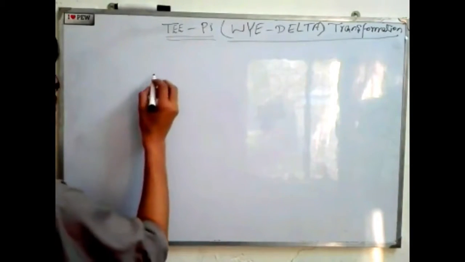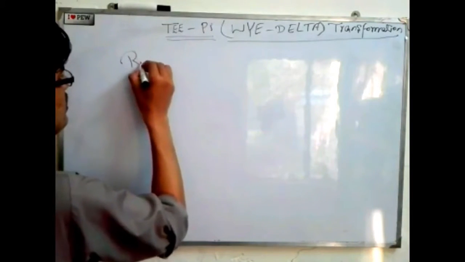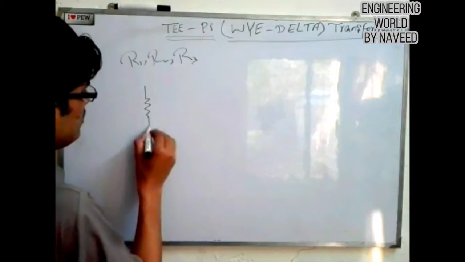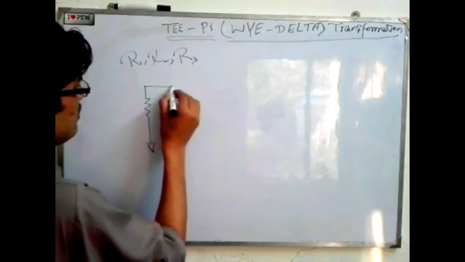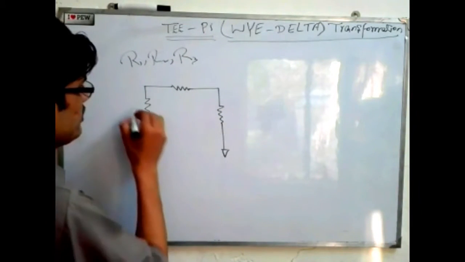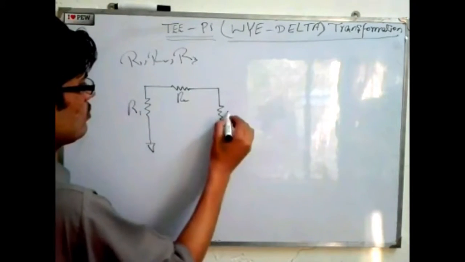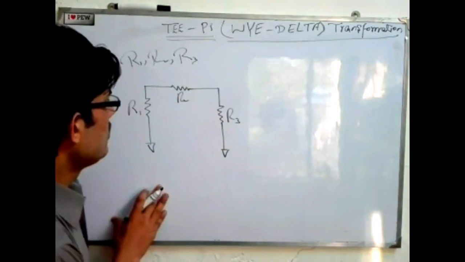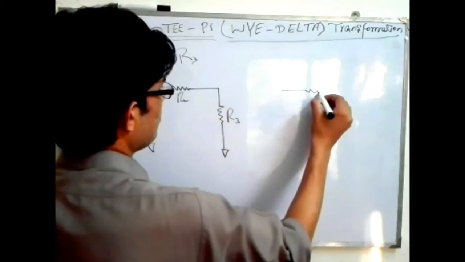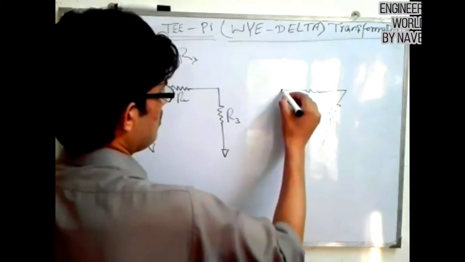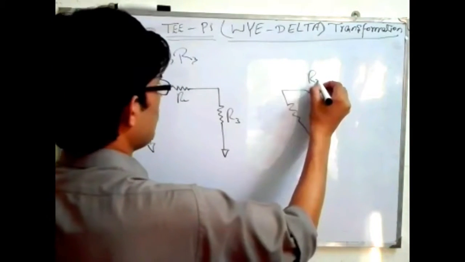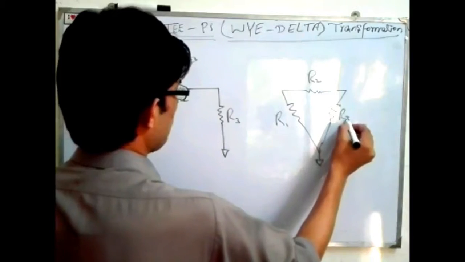So we have three resistances R1, R2 and R3, and let me draw these three resistors in such a manner. This is your R1, this is your R2, this is your R3. Let me draw it in such a line that this is my R2, R1, R3.